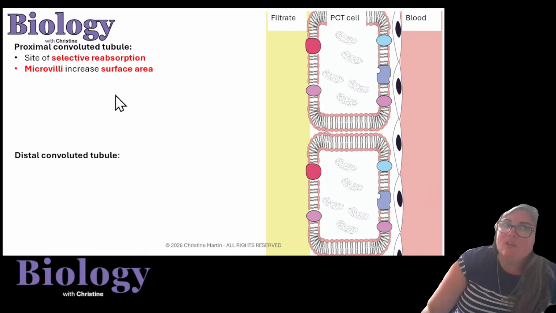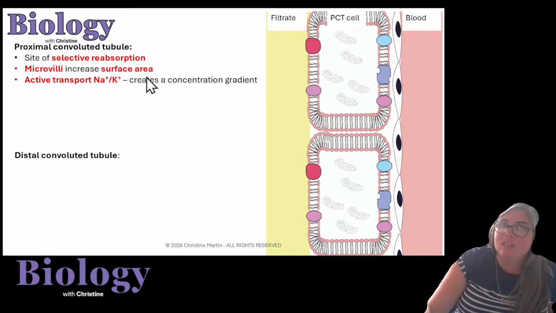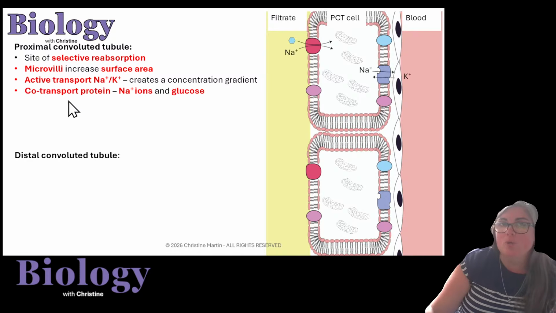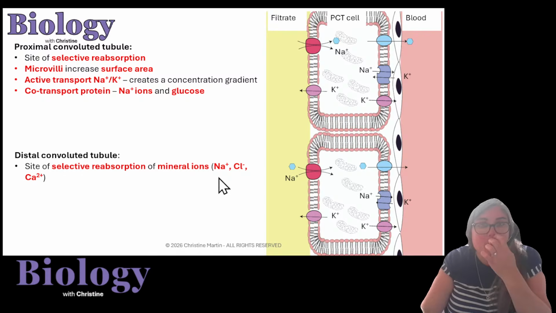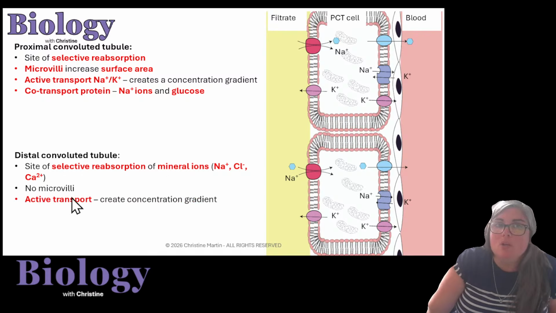If we're looking at our proximal convoluted tubule or our distal convoluted tubule, they are very similar. Site of selective reabsorption, the proximal has microvilli, which would increase the surface area. We know we've got active transport of our sodium-potassium pump. We know we've got co-transport of sodium ions and glucose. If we're looking at the distal convoluted tubule, we would again be saying selective reabsorption, but this time of mineral ions. We would be talking about no microvilli.